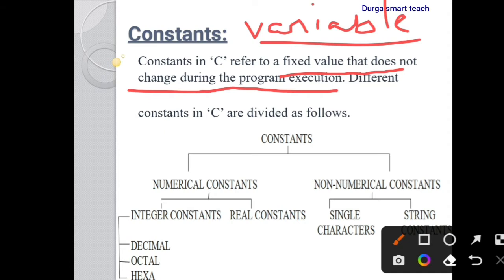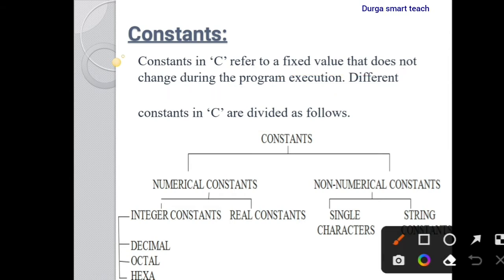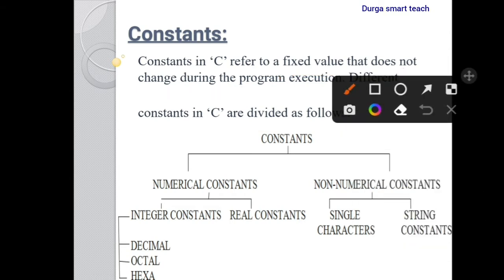Constants in C are divided into two types: numerical constants and non-numerical constants. In numerical constants, again there are two types: integer constants and real constants. Non-numerical constants are single character constants and string constants. Integer constants are subdivided into three types: decimal, octal, and hexadecimal. So these are the types of constants. Let's see them one by one.